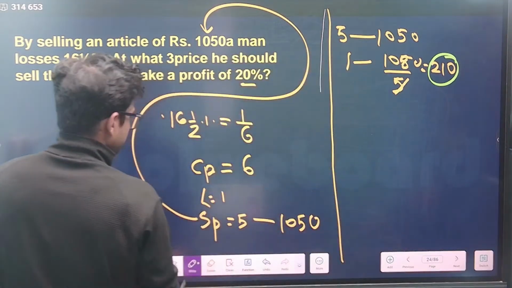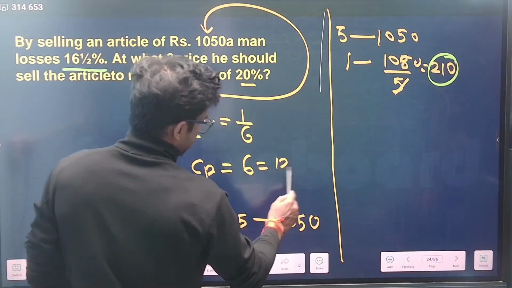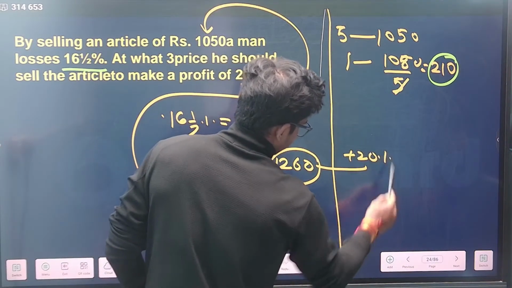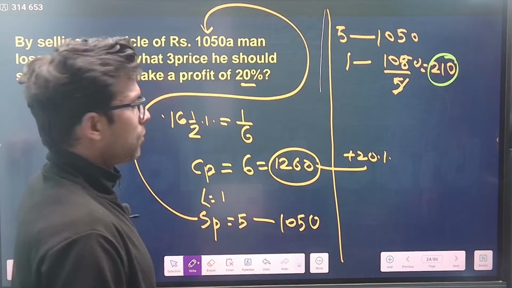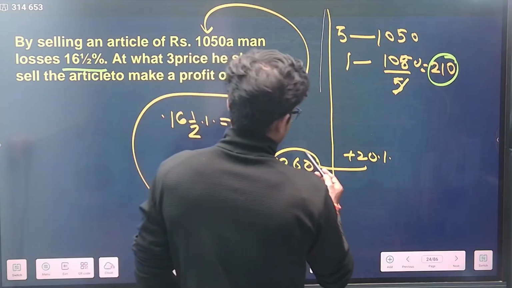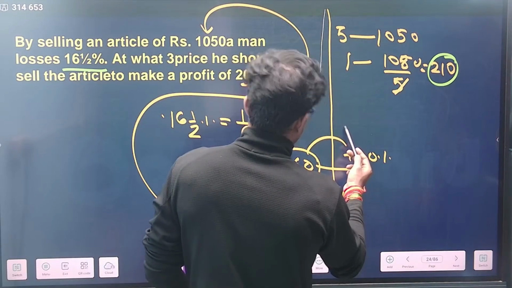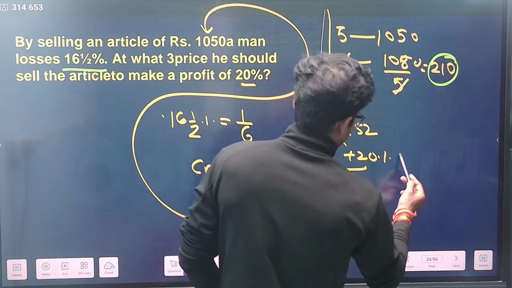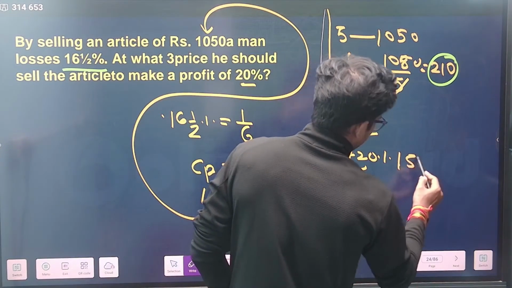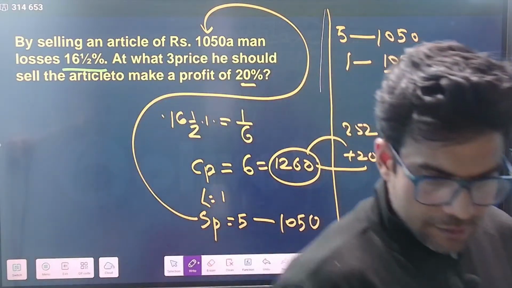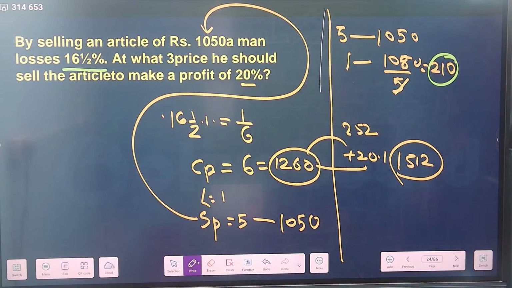So basically, this becomes 1260 and 20% profit. Correct? You are giving 20% profit now, which is 252. So it is 1512. 1512 will be the answer. Sorry, my bad. Answer would be 1512. My bad. Correct.